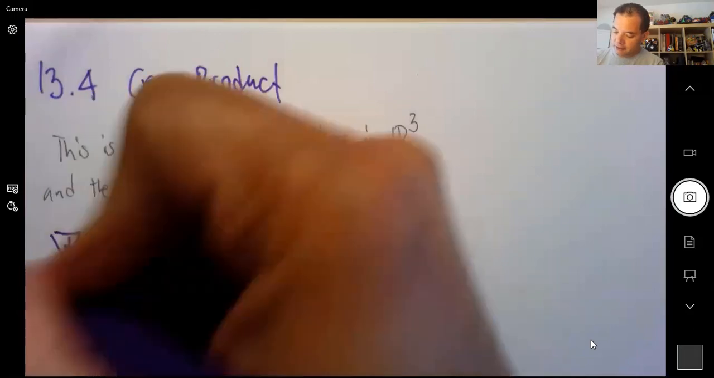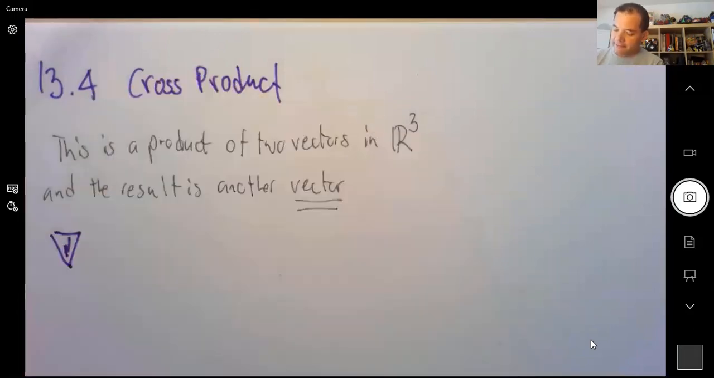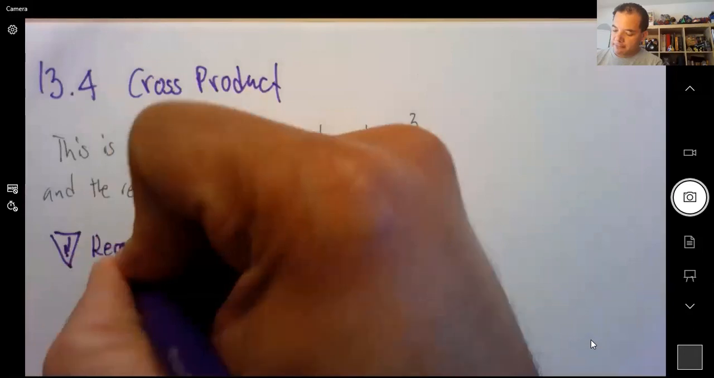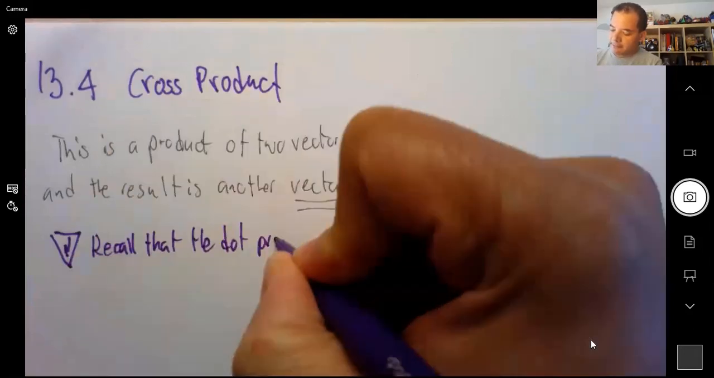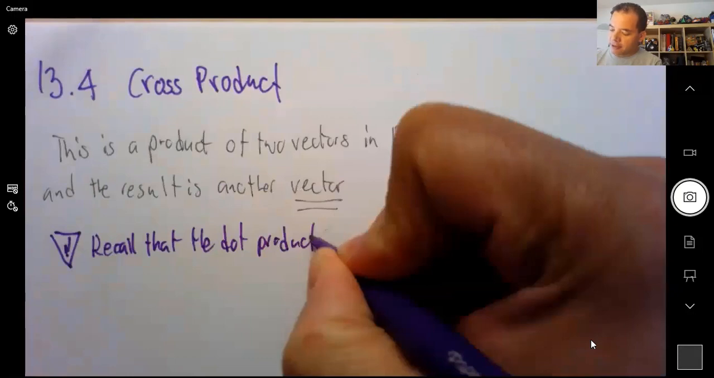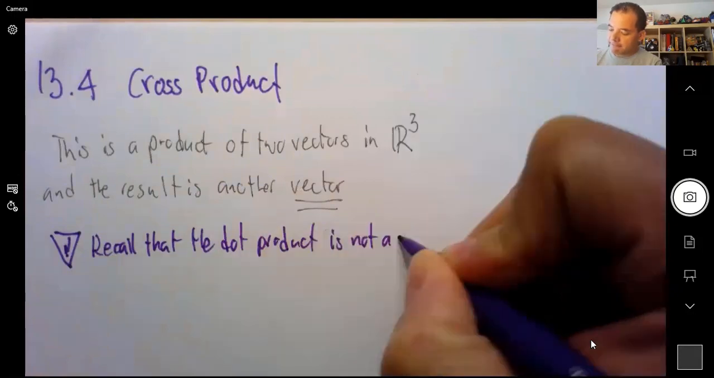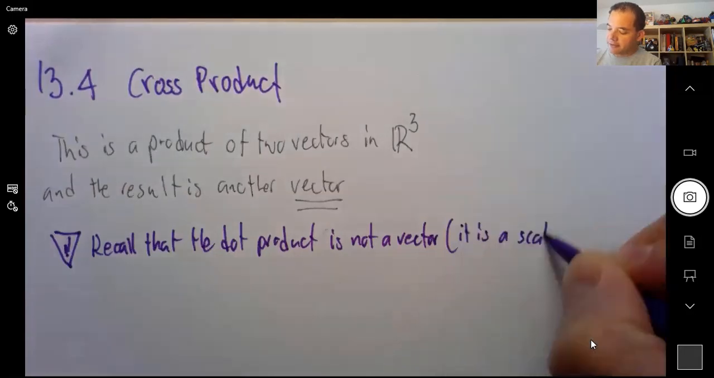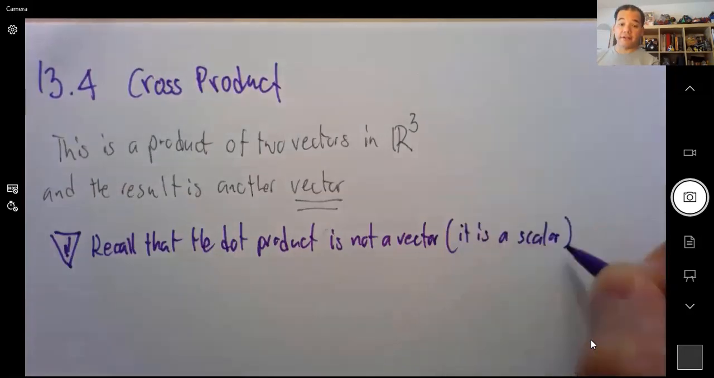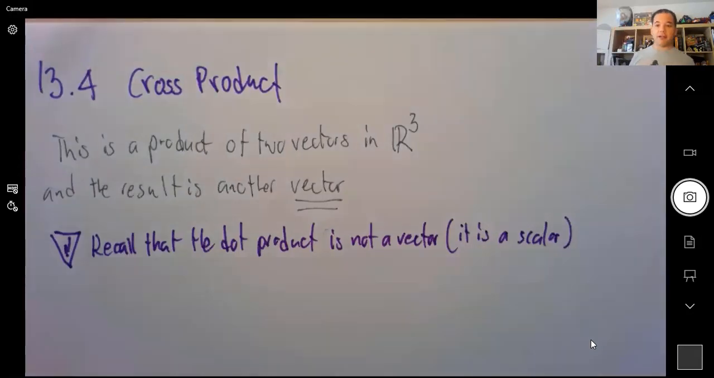All right, be careful about this because that wasn't the case with the dot product. Warning, recall that the dot product is not a vector. It is a scalar. So in that sense, this is different, right? This is going to be a different type of product.